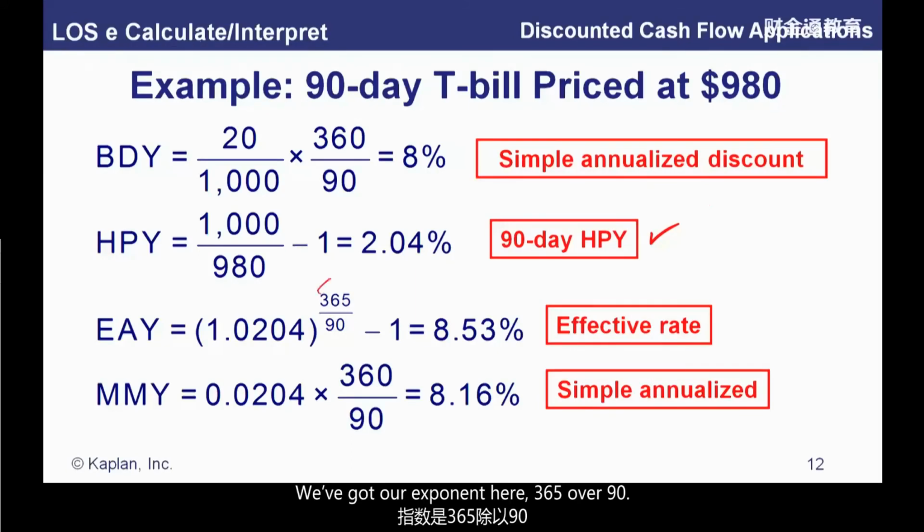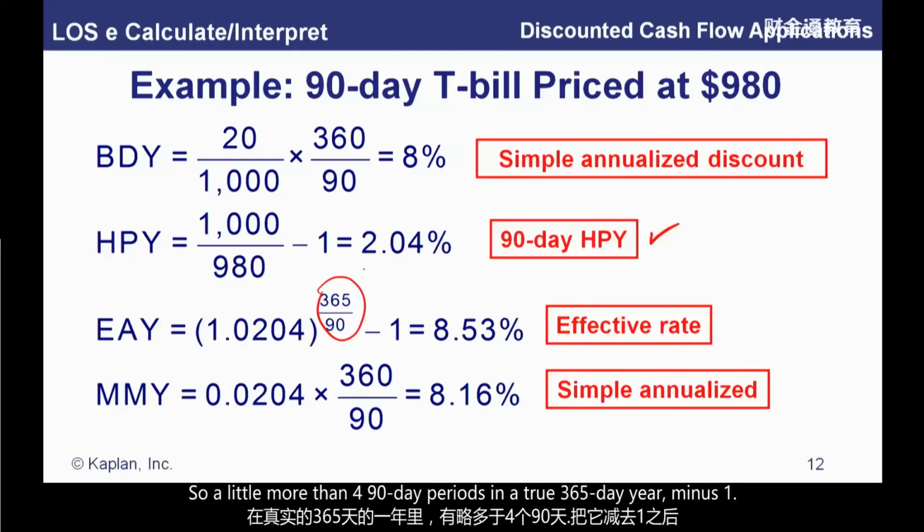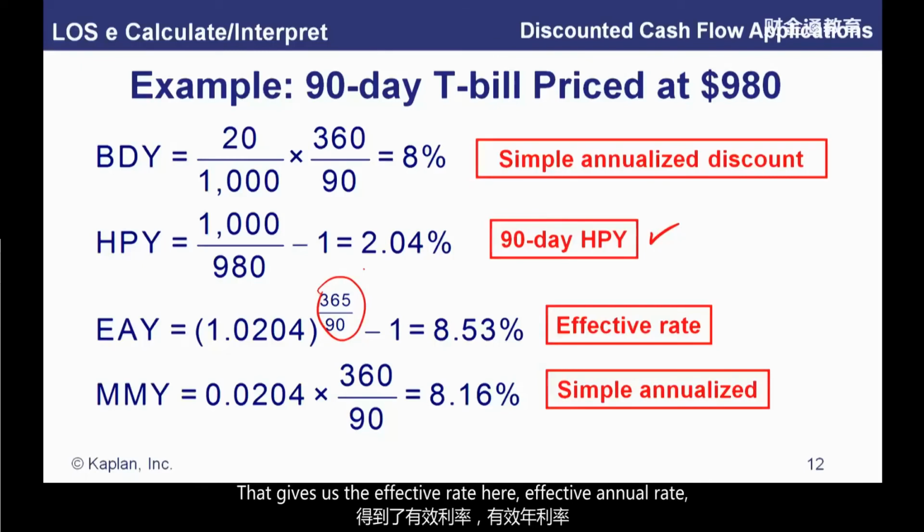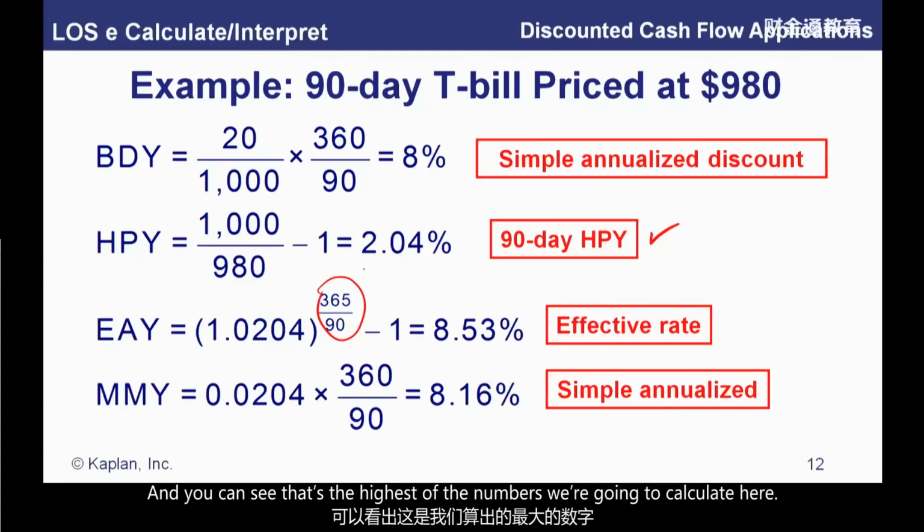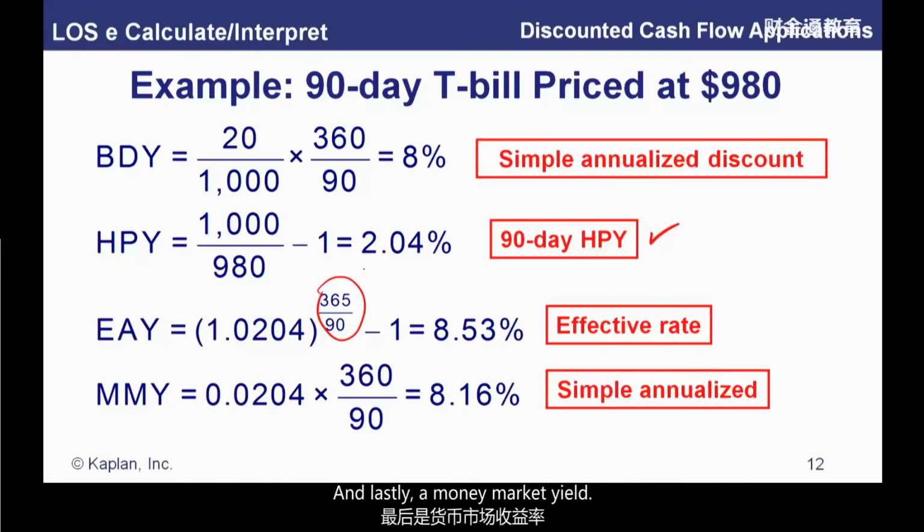We've got our exponent here, 365 over 90, so a little more than 4 90-day periods in a true 365-day year, minus 1. That gives us our effective rate, effective annual rate or effective annual yield, same thing, of 8.53%. And you can see that's the highest of the numbers that we're going to calculate here. And lastly, a money market yield.